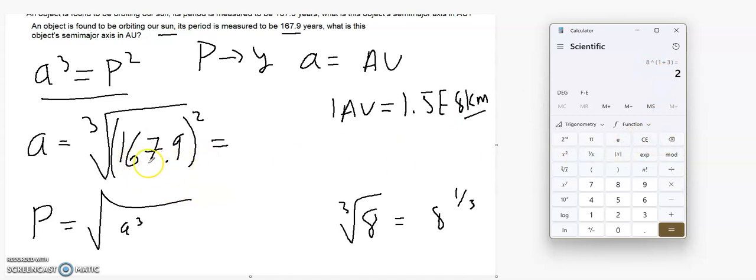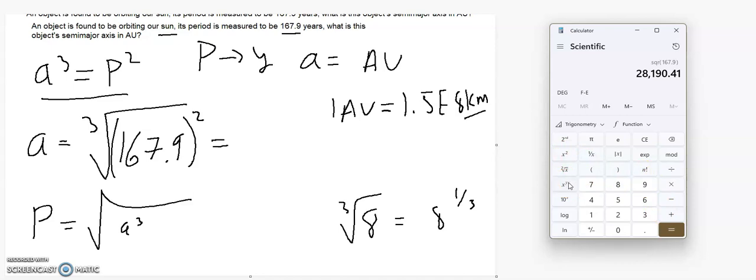So we're back to our problem. We're still doing a cube root, but it's got to be the cube root of 167.9 squared. All right, so here we go. So 169 is, sorry, oops, I messed that up. It's 167.9. So I square that, and then I raise that to the power.